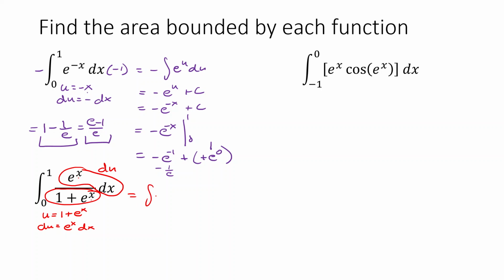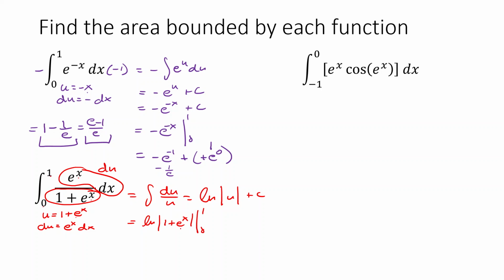So we're getting the integral of du over u. Well, we just went over that. That's the natural log of the absolute value of u plus c. All right, so we'll go back to e's. So this is the natural log of the absolute value of 1 plus e to the x. And we don't need the plus c anymore because we're going from 0 to 1. So from 0 to 1.